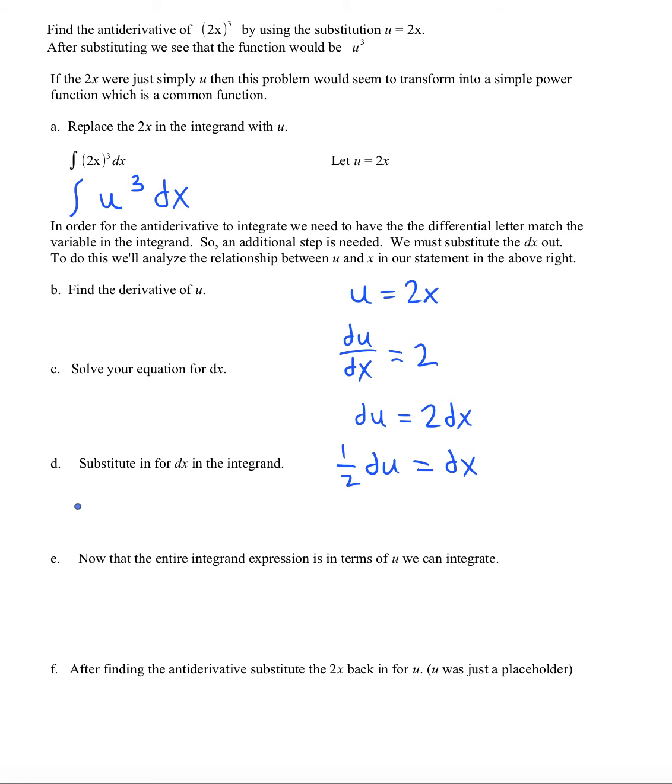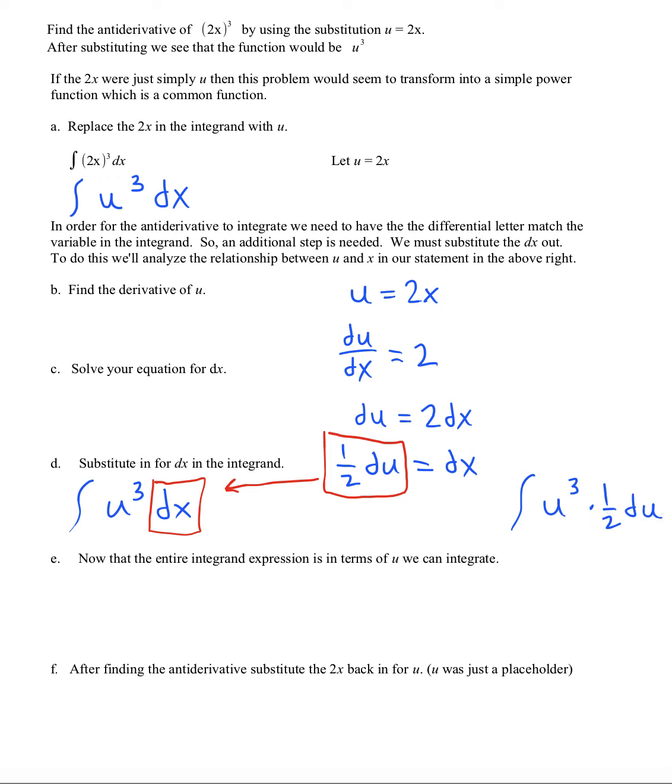And the whole reason why we're solving for dx is because we don't want the dx in our integrand anymore. We want to replace it with something better. We'd rather get du in there, and that's exactly what we'll do. We'll substitute out the dx and replace it with 1/2 du. So we'll get u to the third times 1/2 du. Now all the x's are gone, and that's actually what we need. We need everything in terms of u, even the differential.